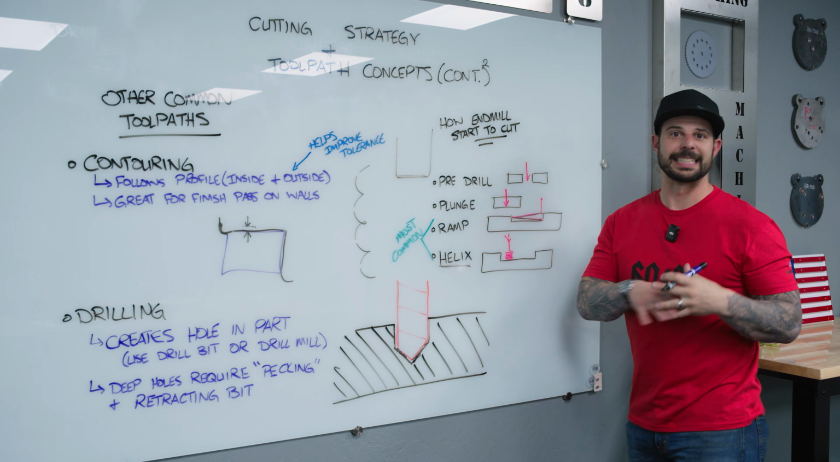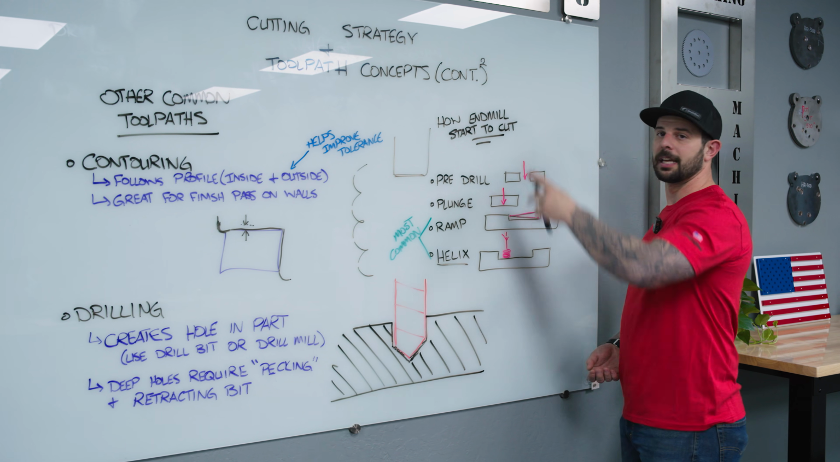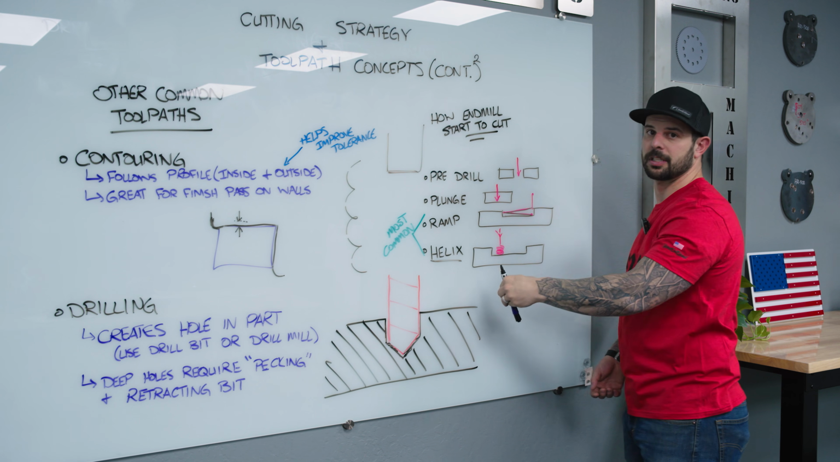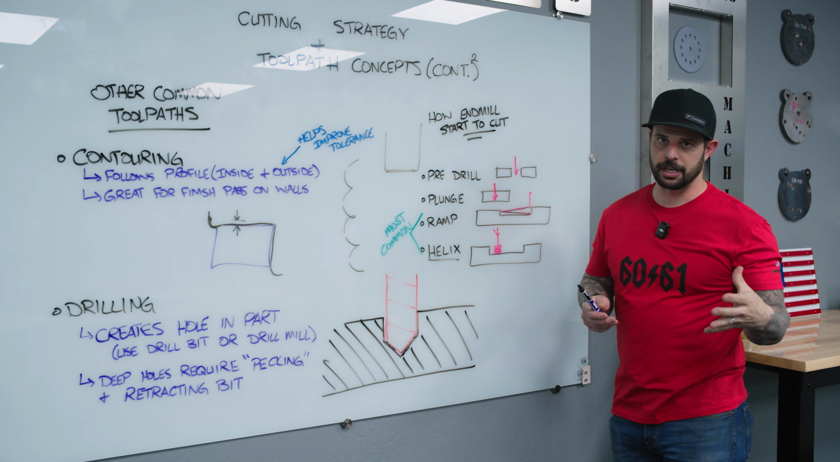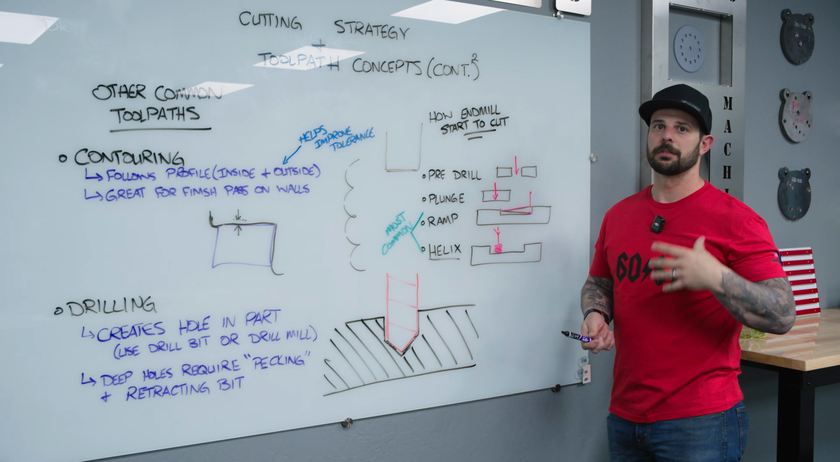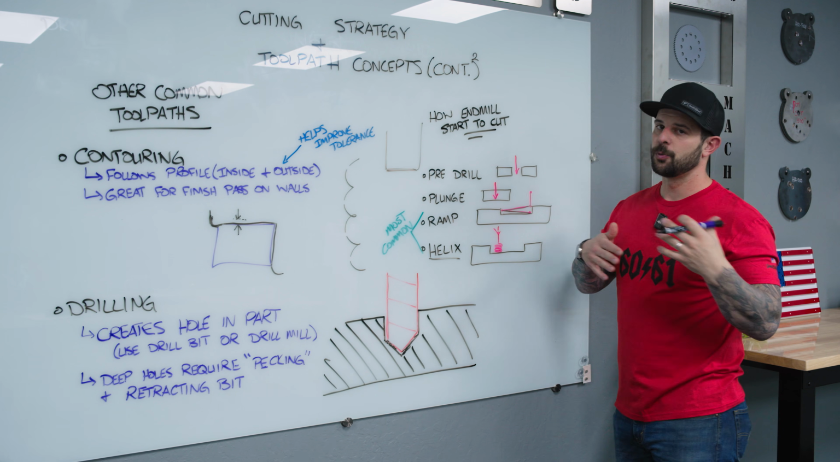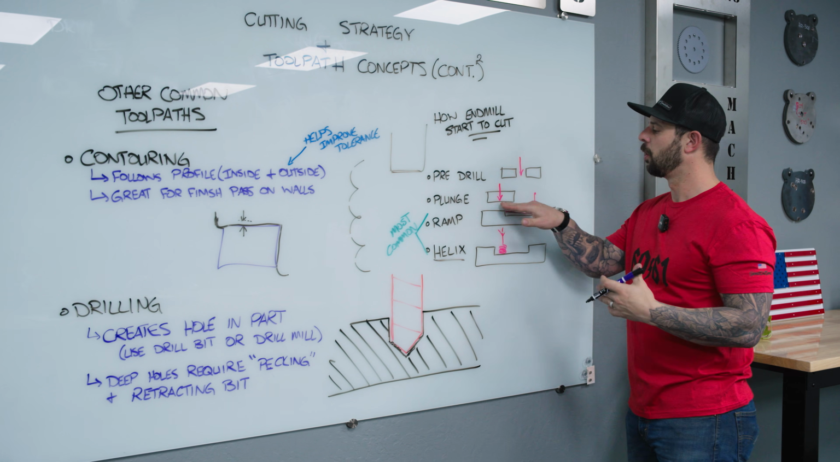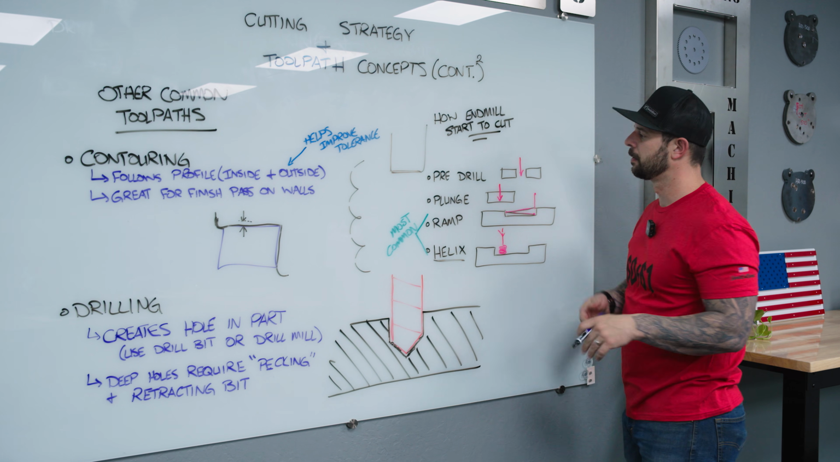Next, plunge. It's exactly what it sounds like. We're going to take that end mill, using a center-cutting end mill, and just enter the material. Very aggressive, can cause chatter, loss of tolerance. It's generally frowned upon unless you're using a very specific end mill or that's really your only option.